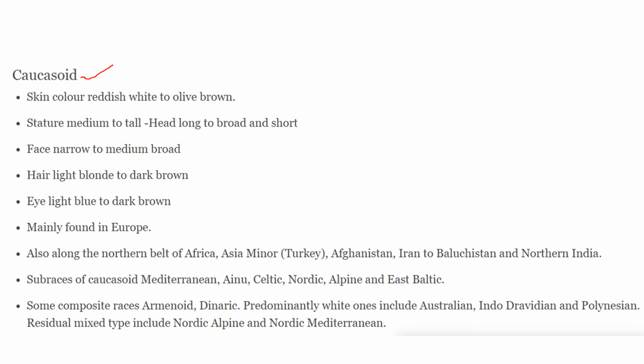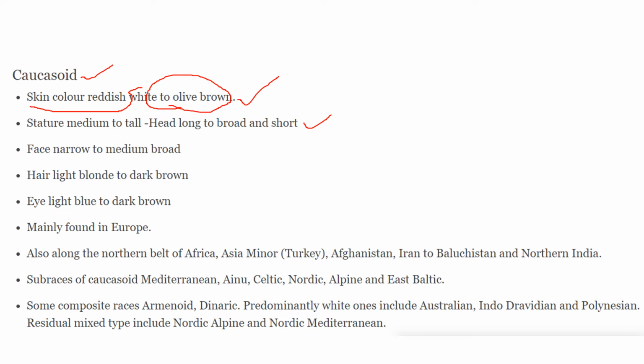The first characteristic of this race is the skin color of these people, which is reddish white to olive brown. This is the major characteristic related to the skin color of these people. The color of their skin is reddish white to olive brown.